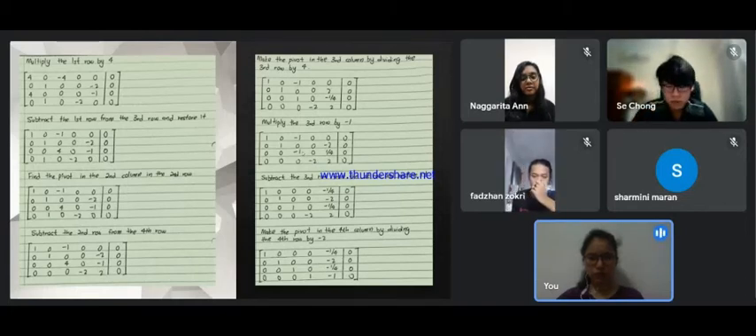and we make the pivot in the third column by dividing the third row by 4, multiply the third row by -1, and we subtract the third row from the first row and restore it, and make the pivot in the fourth column by dividing the fourth row by -2.